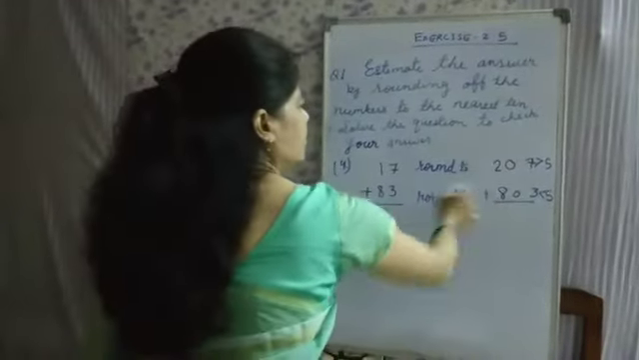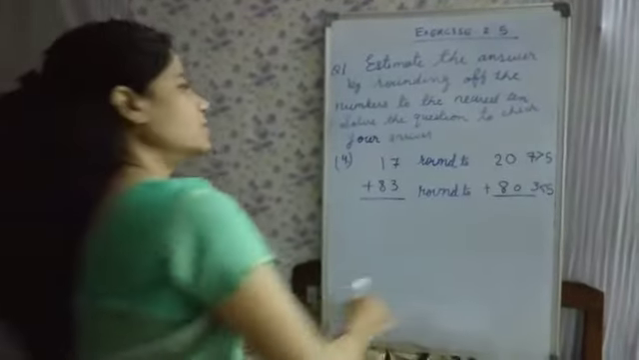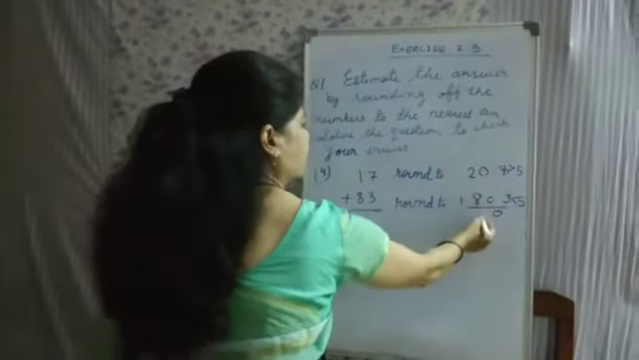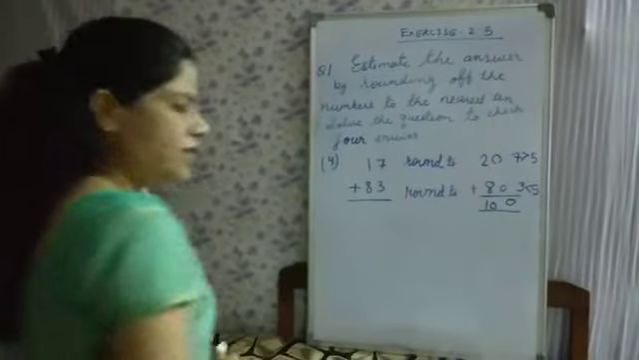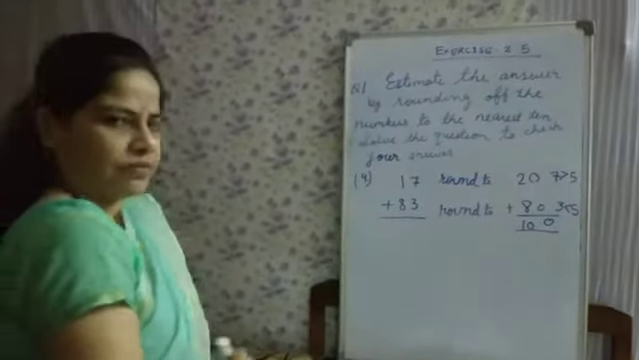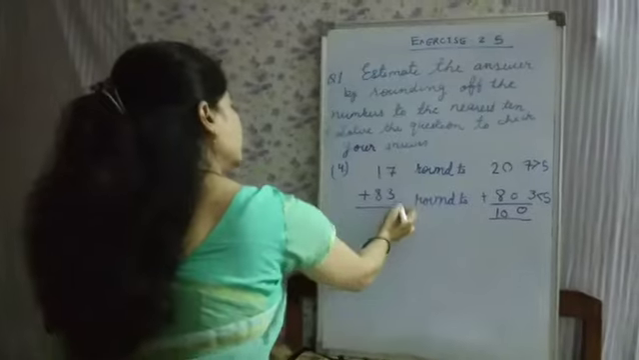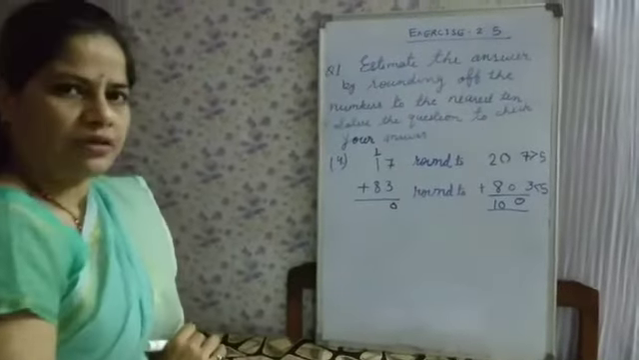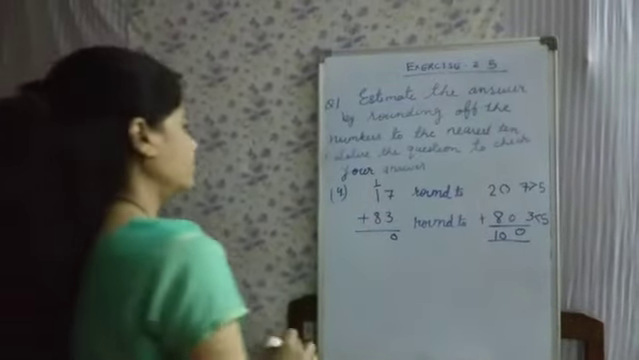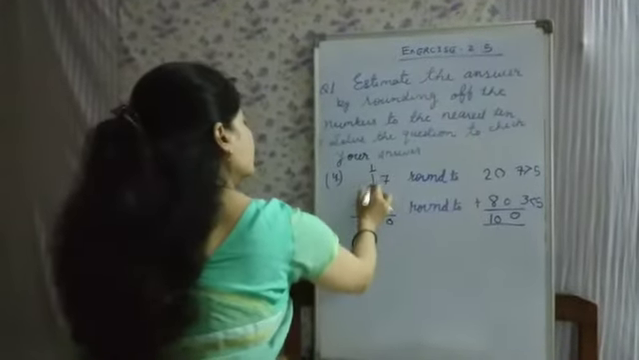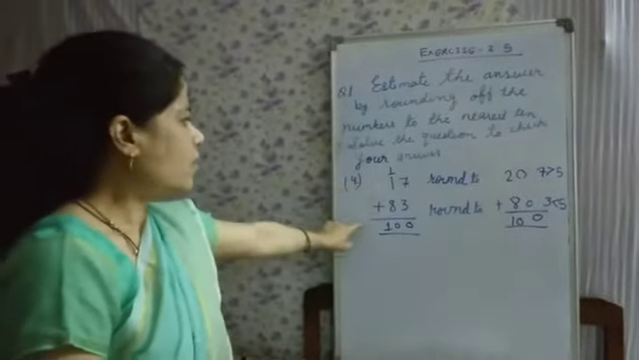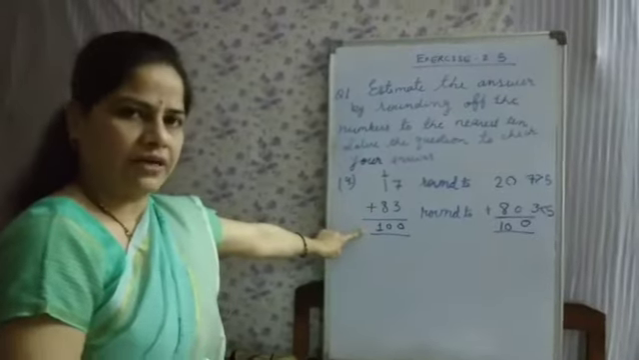Now add both the rounded numbers. So 0 plus 0 will be 0 and 2 plus 8 will be 10. So the estimated sum is 100. Now you have to add 17 and 83. 7 plus 3 will be 10. Carry over 1. 1 plus 1 will be 2 and 2 plus 8 will be 10. So the sum of 17 and 83 will be 100.